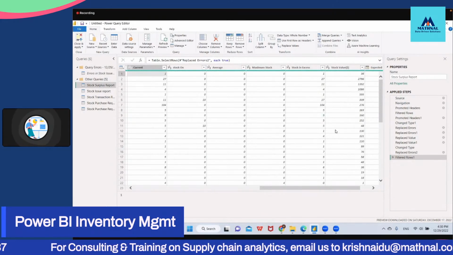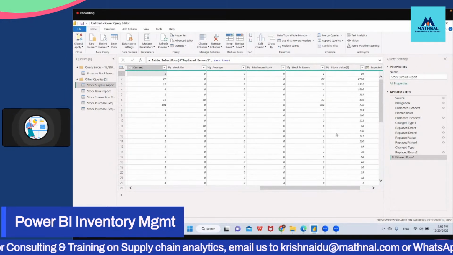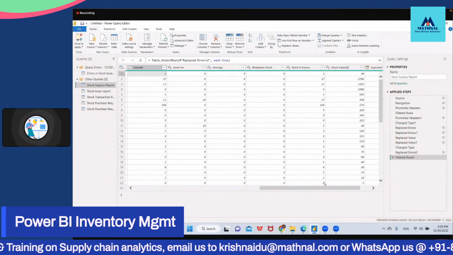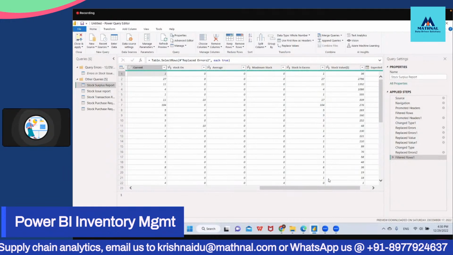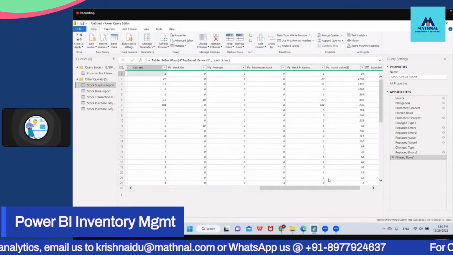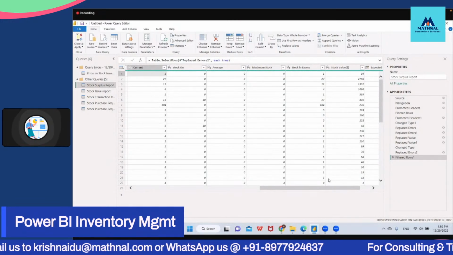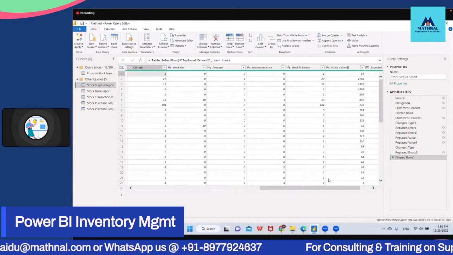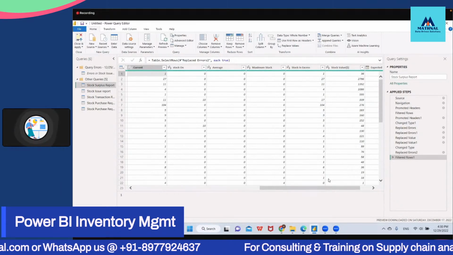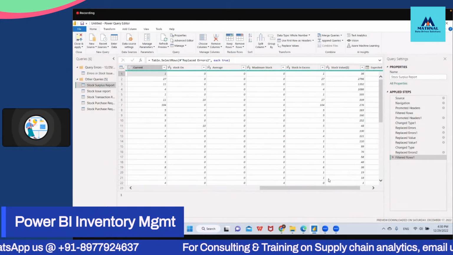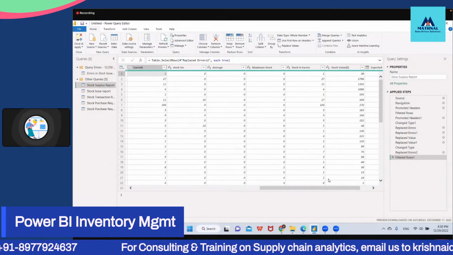So now let's check for that item. What is the current stock? You can take a paper and pen and write there. What is the current stock for that item? For row item number 6, the current stock is 11.